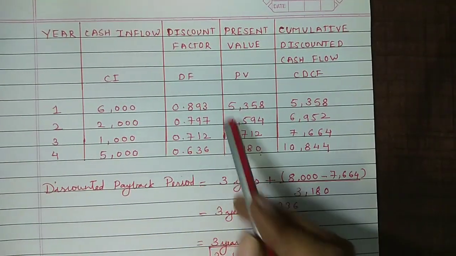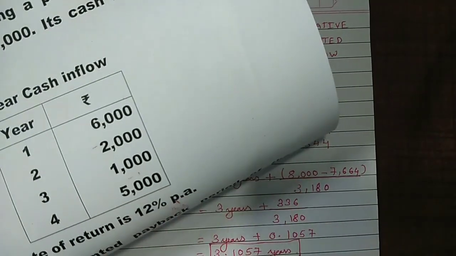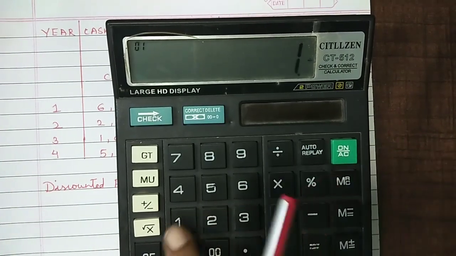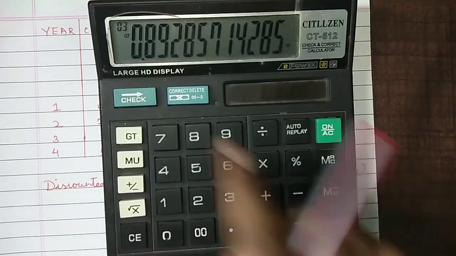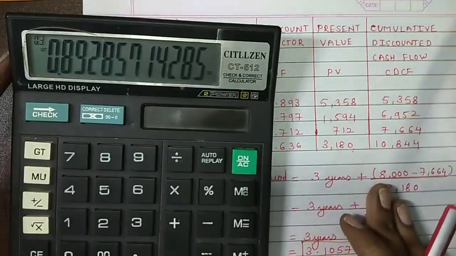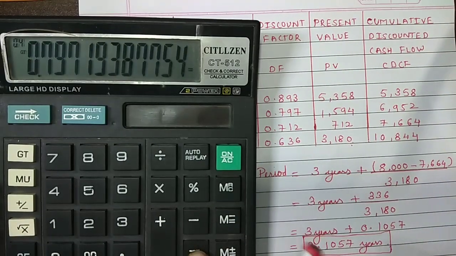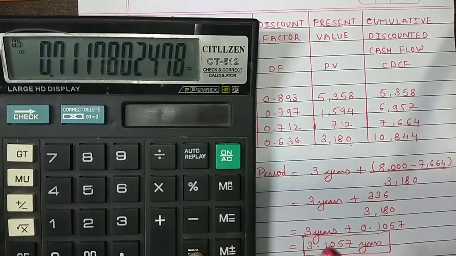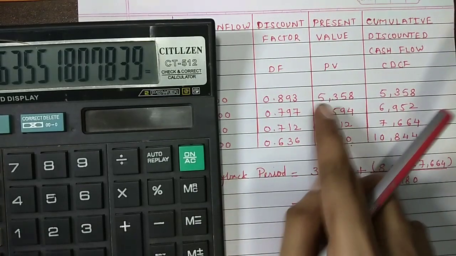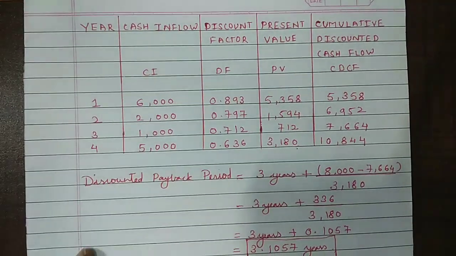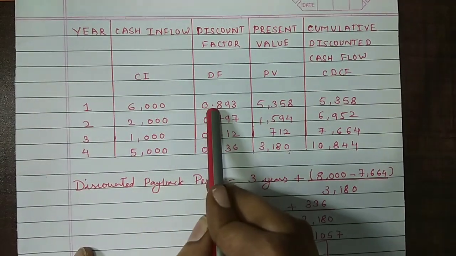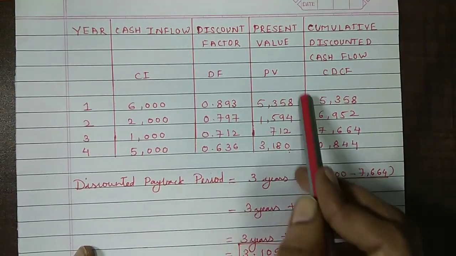Now the discounting factor we calculated with the help of the expected rate of return, that is 1 divided by 1.12. This was the data for the first year. Okay, for the first year, second year, third year, and for the fourth year we have computed a discount factor. Now the present value is so simple, that is a multiplication of your cash inflow into discounting factor. So we multiply this and we got this amount of the present value.